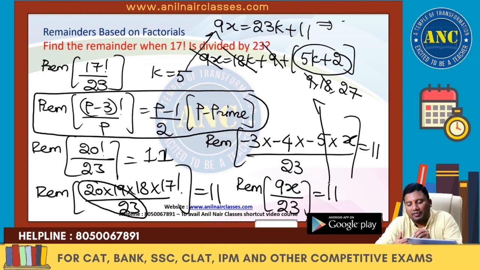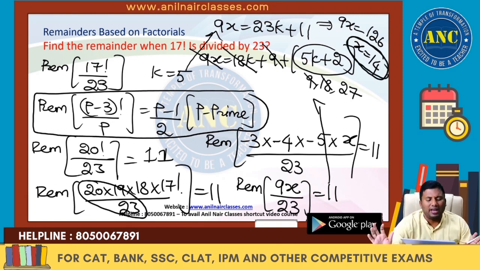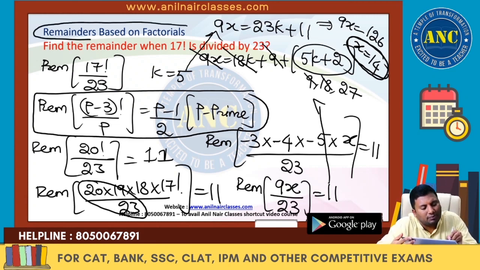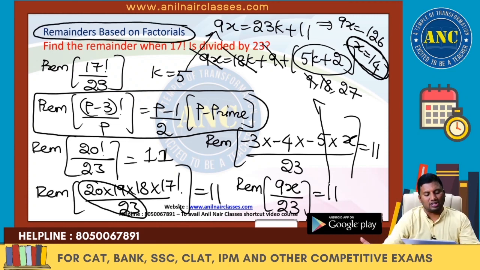Substitute there. If I substitute there, 9x is 23 5s are 115 plus 11, 126. So x value is nothing but 14. Very, very good quality questions from the topic remainders based on factorials we are discussing.